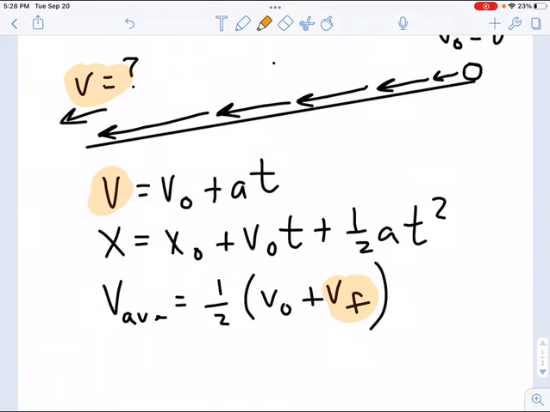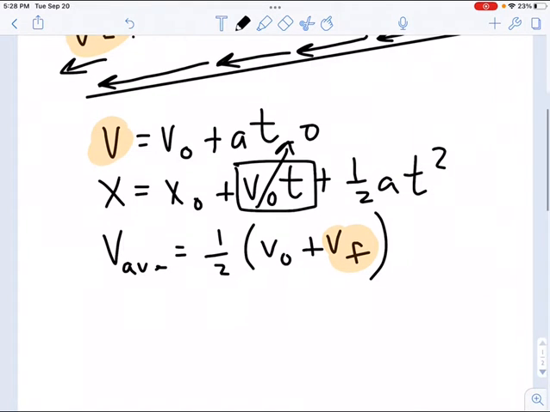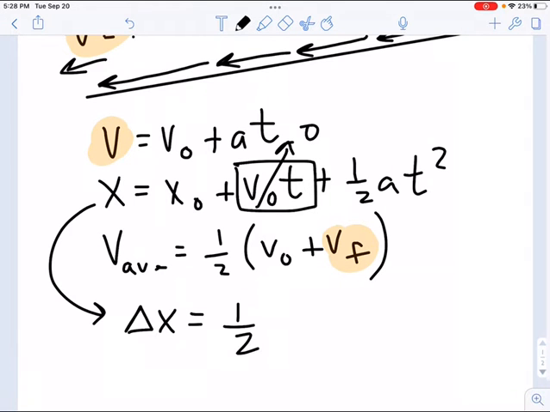Initial velocity is 0, so this term goes to 0, which simplifies the middle expression. If we subtract x naught from each side of the equation, we can simply say delta x, displacement, is equal to 1/2 at squared.